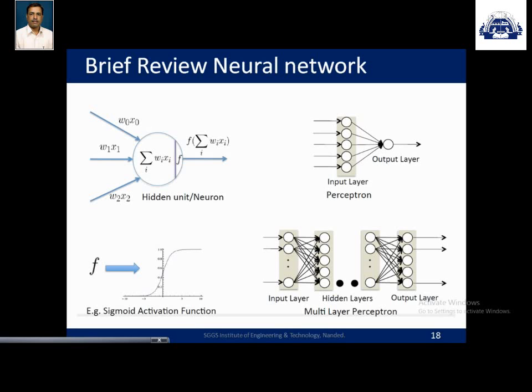Then a popular neural network architecture evolved, called the multi-layer perceptron, where the number of neurons in the input layer corresponds to the number of features, while the number of neurons in the output layer corresponds to the number of classes. And the backpropagation algorithm is used to train the network, meaning the weights are calculated based on the backpropagation algorithm.